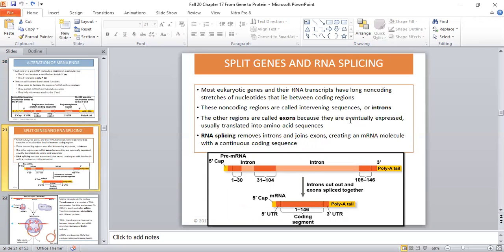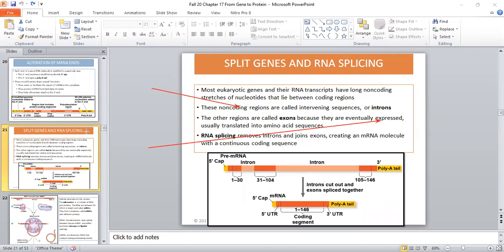Splitting genes. You already know this thing. RNA splicing, isn't it? You know this concept: introns and exons. Introns are non-coding regions, correct? They do not code for anything. So we have to remove them. And exons are coding regions. They are the regions which are eventually genetically expressed.